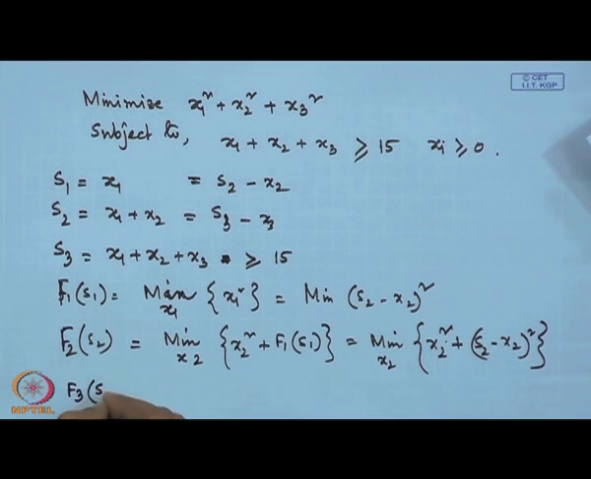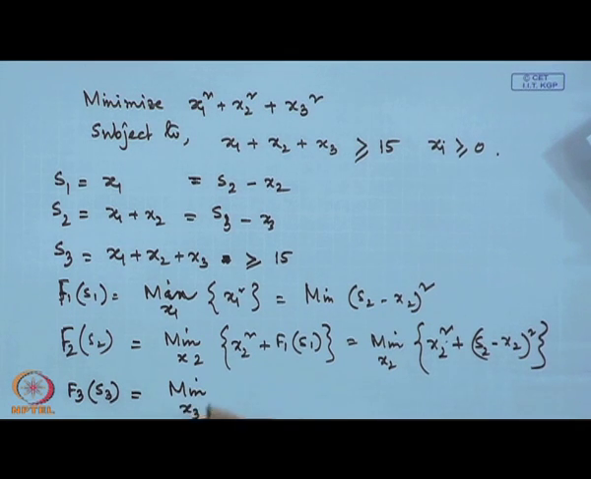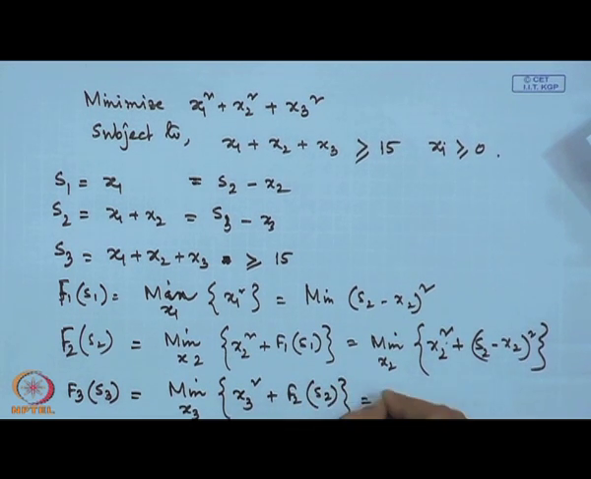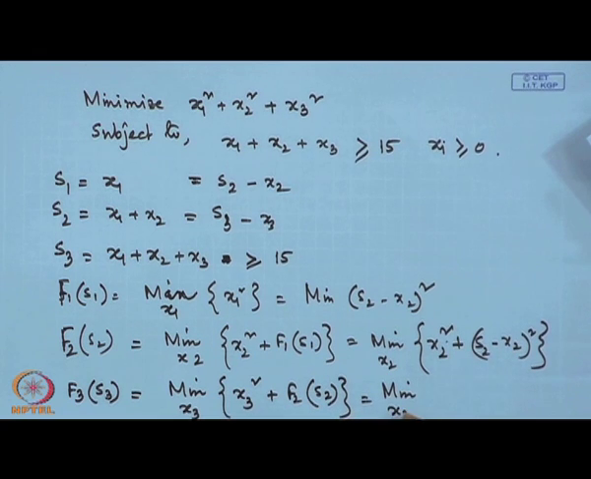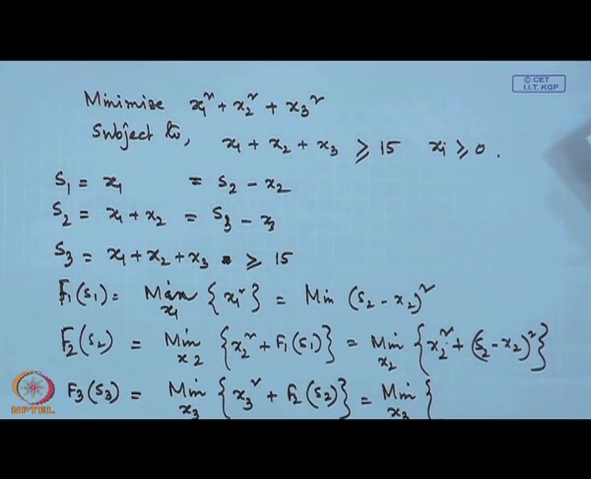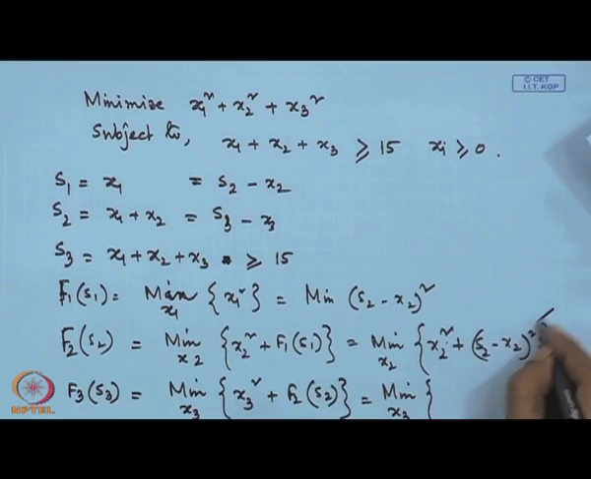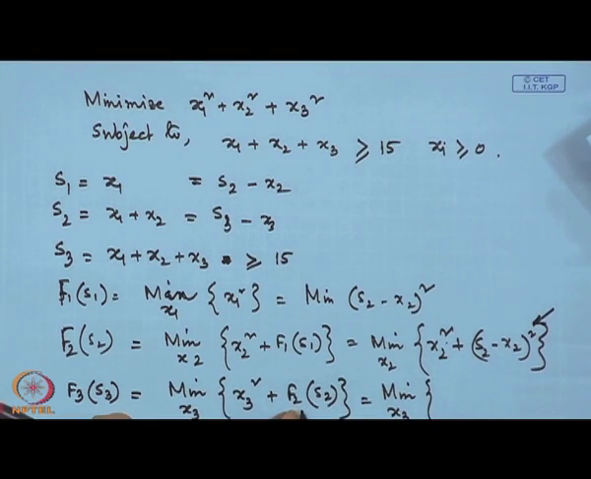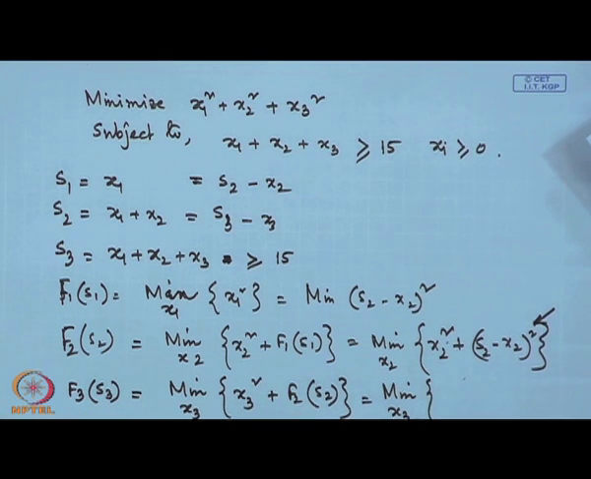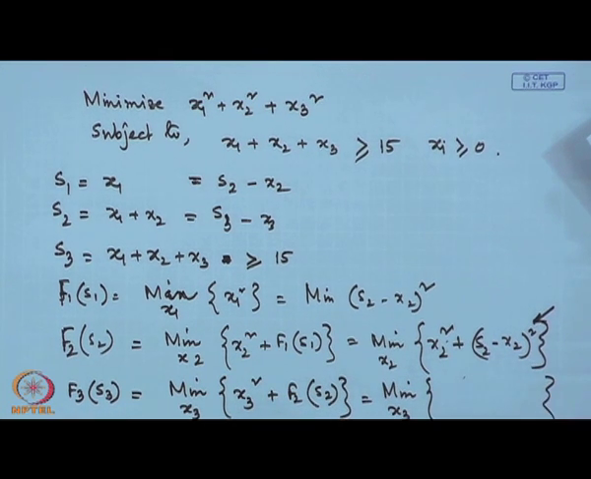Move to the next, f3 x3. There, this would be minimization x3 square plus f2 s2. That means minimization x3 and f2 s2, again we have to convert it further. That is why let us solve the problem. Let us first solve this problem, then only we will get the optimal solution, then only we can construct this one, otherwise it is not possible for us.